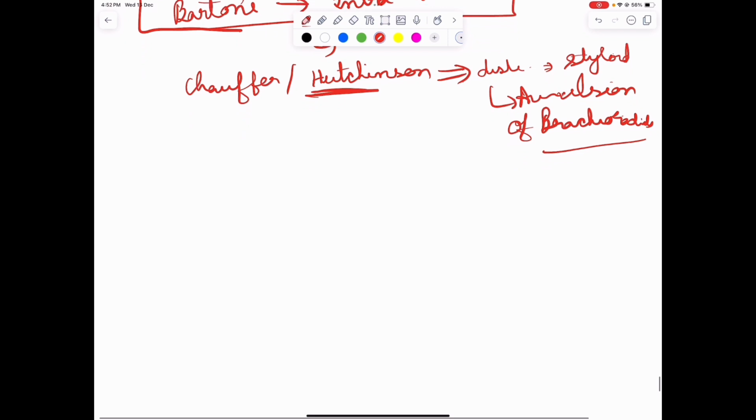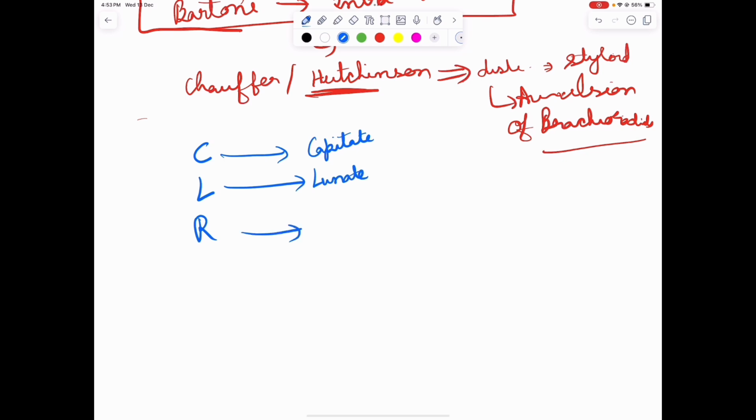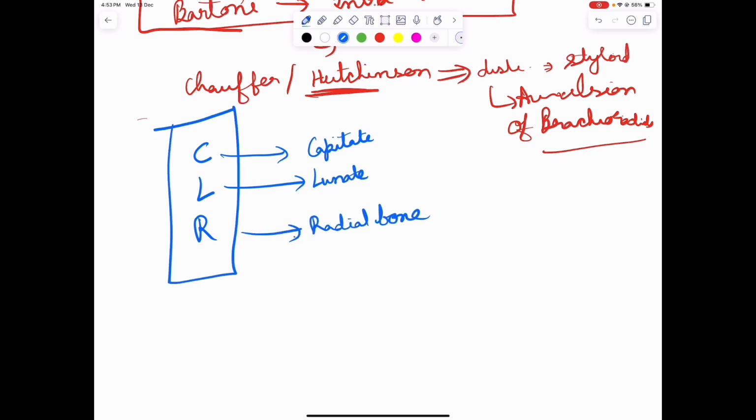Now we come to one more thing: many times they will ask the arrangement of the carpal bones. So always learn the carpal bones in this order: Colles, or collar, as we say in English. I prefer Colles. So here, it would be capitate at the distal-most part, then lunate, and then we have the radial styloid process, the radius bone. So these are all in alignment.